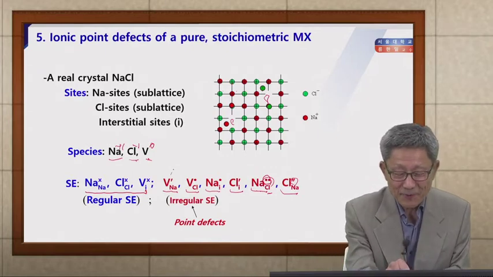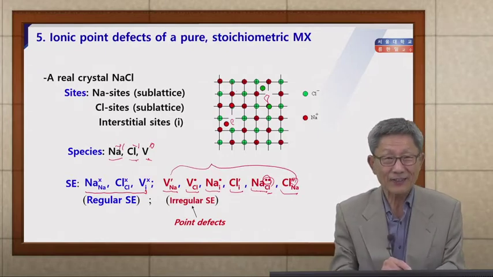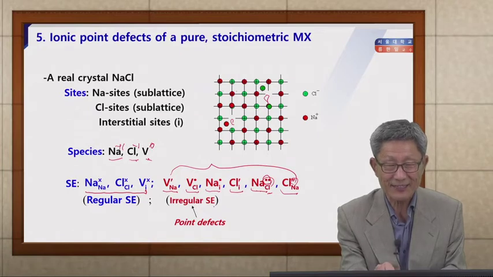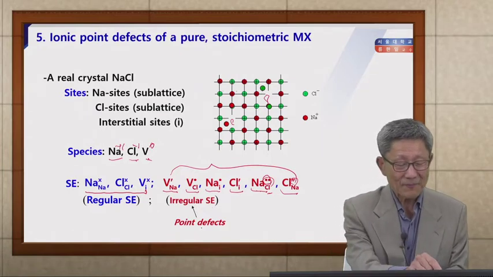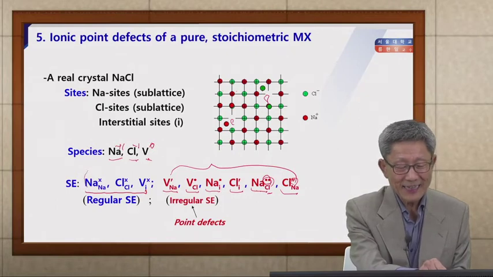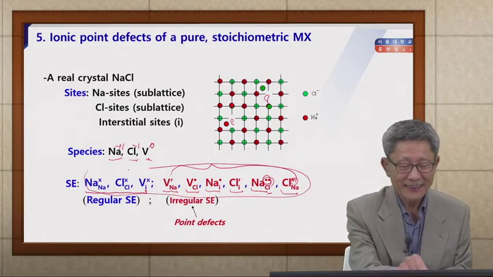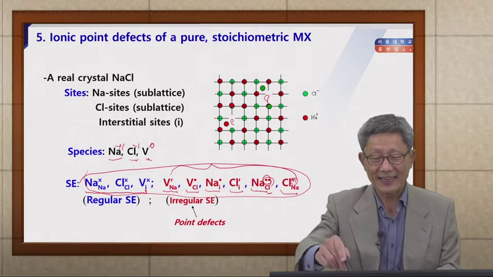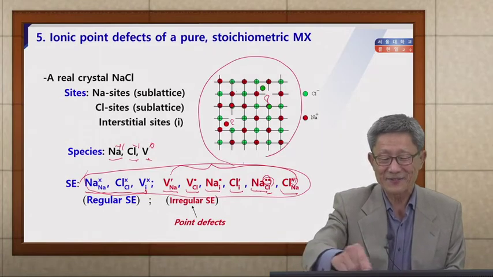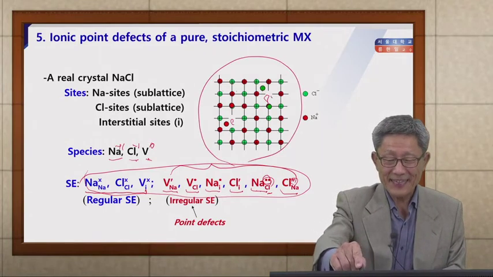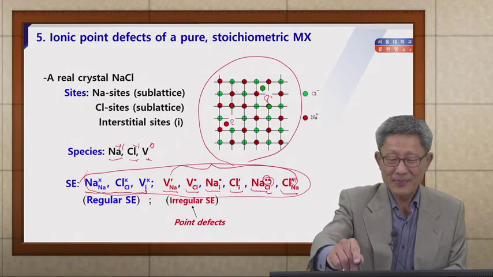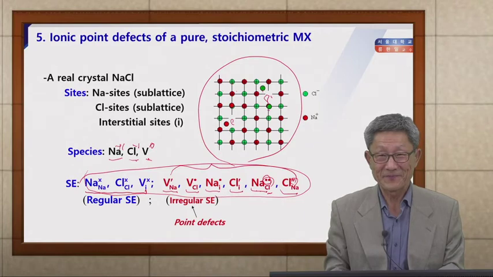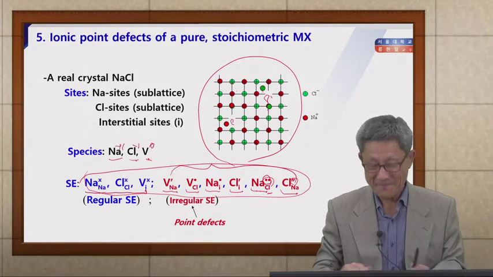So this kind of point defect is quite often referred to as an irregular structure element, which is nothing but a point defect. So by distributing these structure elements, you can construct an actual crystal, this one. Vacancy, interstitial, misplaced cation, misplaced anion, and so on. This is the actual crystal, okay?